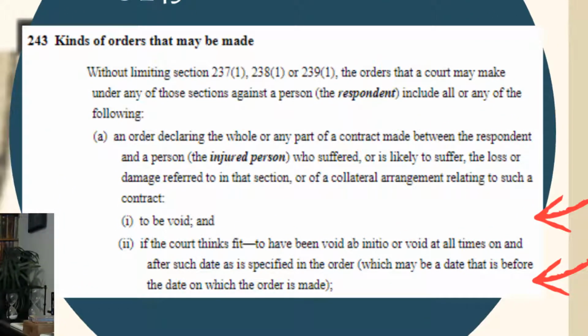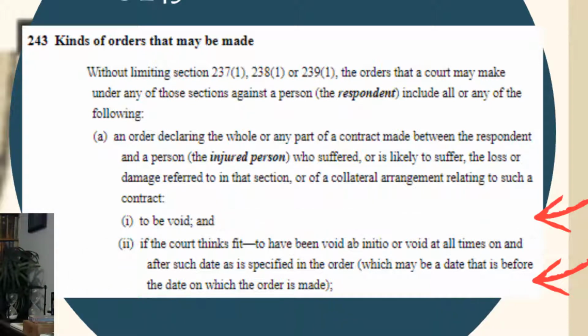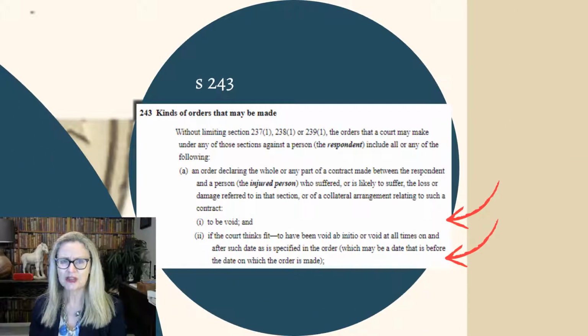So without limiting 237, the orders that a court may make include all or any of the following: an order that the whole or any part of a contract made between the respondent and a person who suffered loss or damage referred to in that section is void. So an order declaring whole or any of a part of the contract is void, and if the court thinks fit, to have been either void ab initio or void at all times on and after such date as is specified in the order. So much more flexible than just the good old garden variety equitable rescission remedy there.